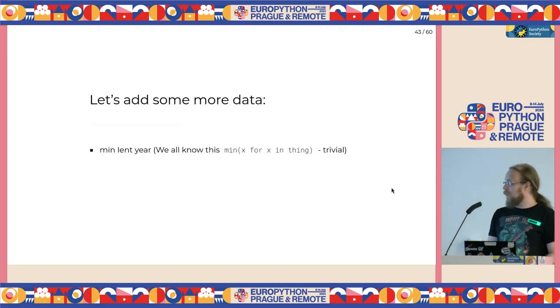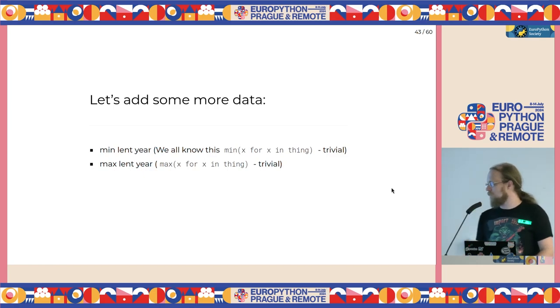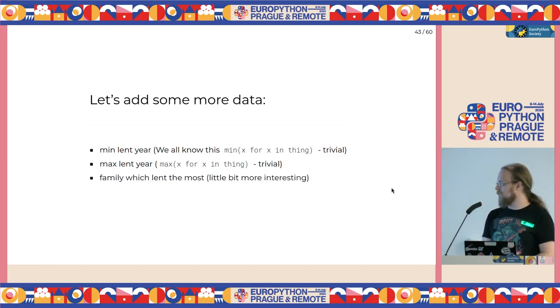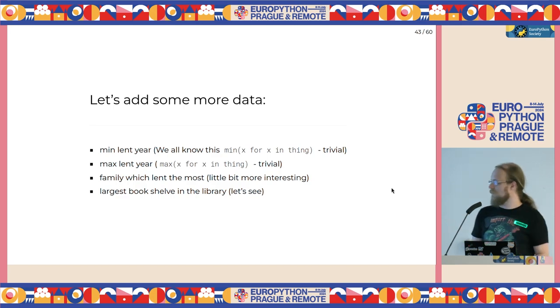Let's add some more data, and no data picture this time, sorry. Obviously, this is simple. We use the min length here. We just take the min of anything, and this is trivial, I would say. It's the same for max. The maximum is also trivial. Then we maybe want to know which family lent the most, because we want to have some statistics, which family chose to be really open to libraries. Also, we are interested in the largest bookshelf in the library, for example. And a lot more ideas we can use.